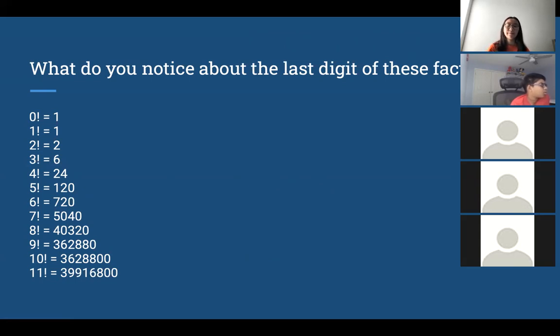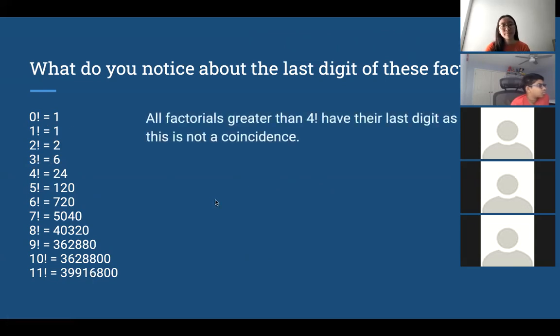0 factorial is kind of special because it equals 1, and you can find lots of explanations for why online, but we're not going to go into that. So basically, all you need to know is that those are the factorials. A pattern you might notice in the last digit of these factorials is that all factorials greater than 4 factorial have their last digit as 0.